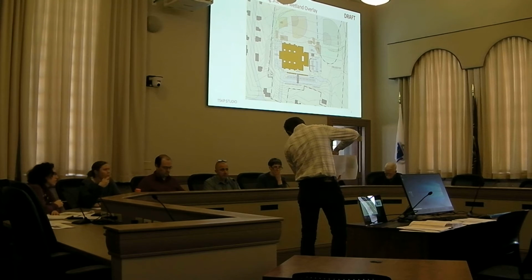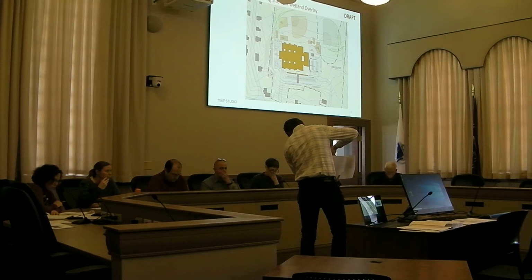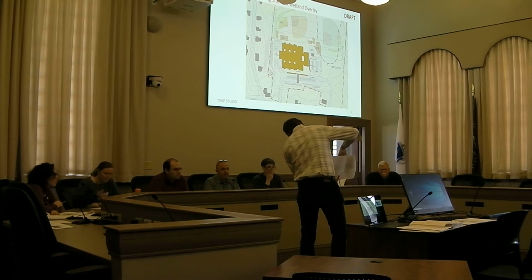So you can see there's three levels. There's a green outline area, which is the wetland itself. That's where the wetland flags are. And then there are two setback lines. The first is 50 feet away, and the second is 100 feet away.